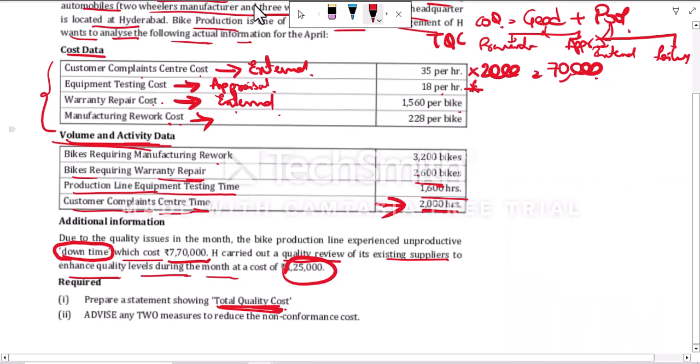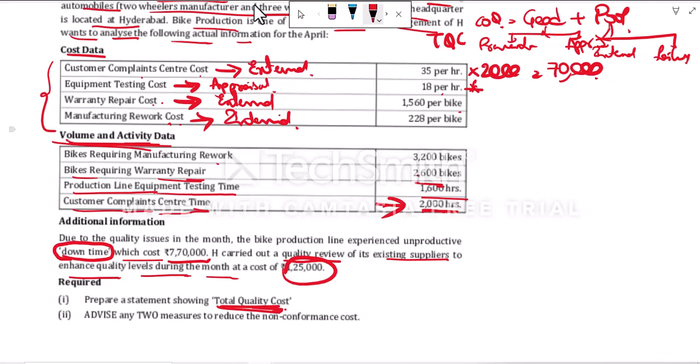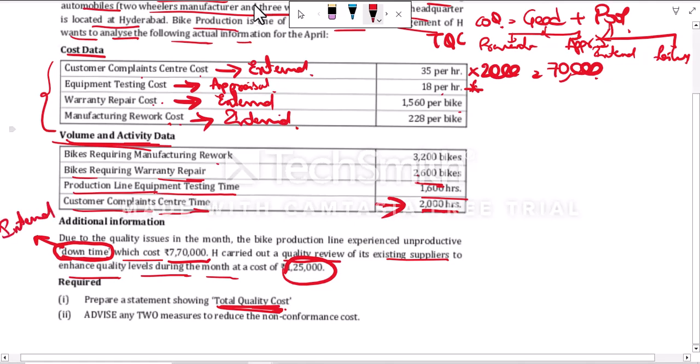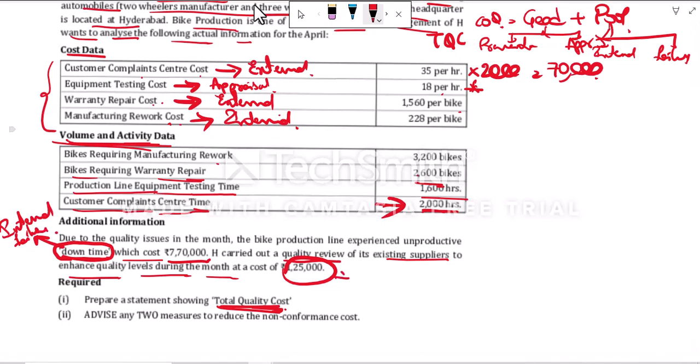Bikes requiring manufacturing rework, 3,200. So we should multiply this with that. Next we have to find what is downtime. Downtime I already told you, it is because we lack some internal control, so internal failure cost. And next, 1,25,000 existing supplier quality review. Anything which comes for quality, what will we call it? Prevention cost. So get all these costs.